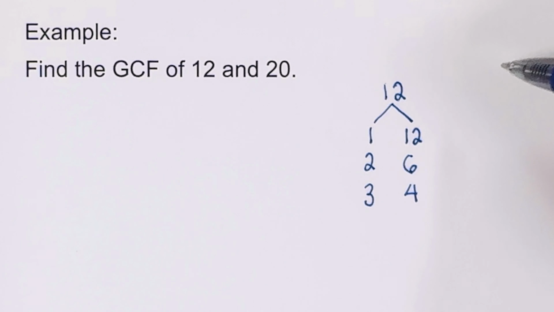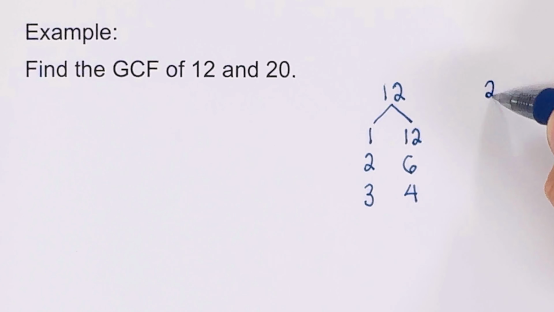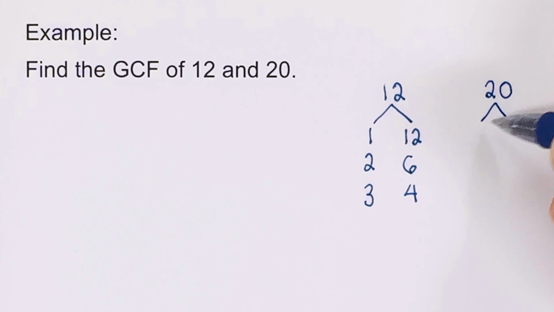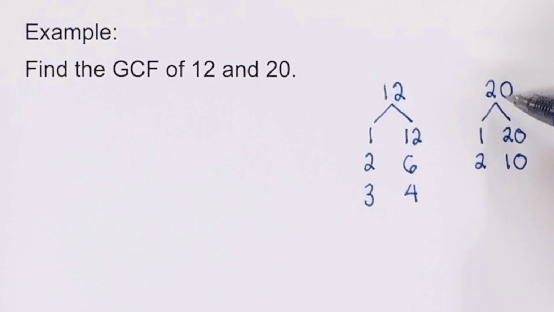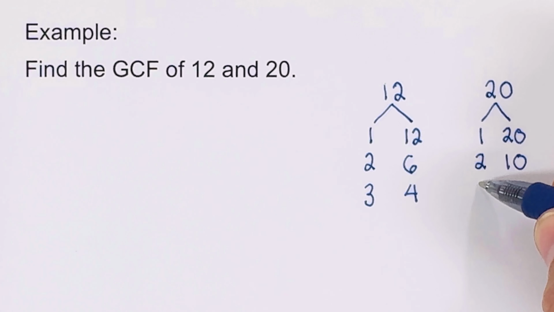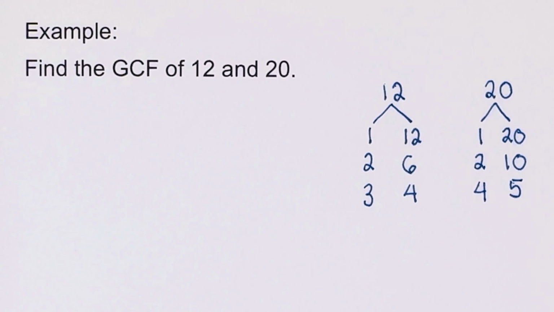Now let's look at the factors of 20. I always start with 1. That's a trick. 1 times 20 is 20. 2 works with 20. So that would be 2 times 10 is 20. 3 doesn't work with 20. 4 works with 20. So that would be 4 times 5 is 20. After 4 is 5, and we already have it. So these are all the factors of 20.